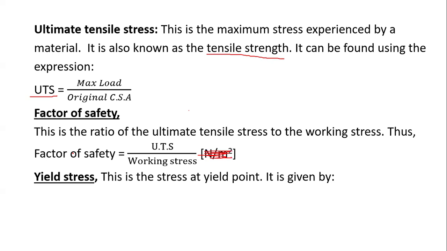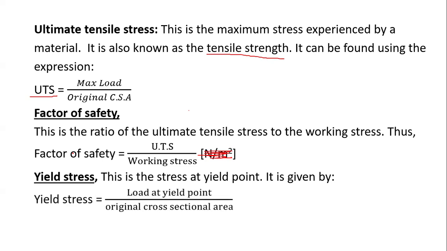The yield stress, basically, is where you're trying to calculate which stress can yield the material. So you get the load at yield point, divided by the original cross-sectional area. What you have now is your yield stress, because that is the stress that can cause yielding.